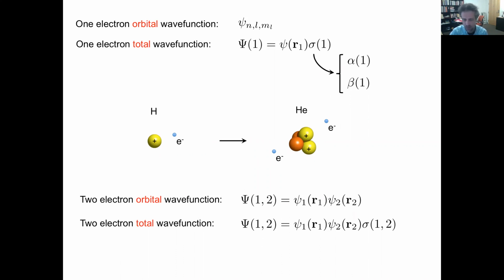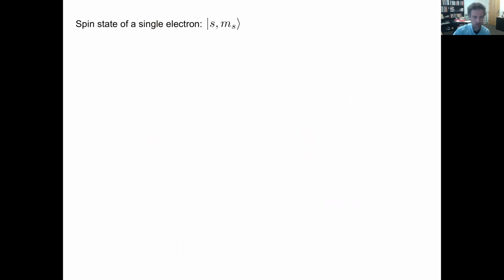Sigma is now 1, 2, which simply means electron 1 and electron 2. They both have spin states, and the combined spin state is called sigma. So that is what we're going to focus on right now. So let's do that. Okay, so first of all, let's go back to the case of the spin state of a single electron. And I'm going to write this in this kind of ket notation because that proves to be very important.